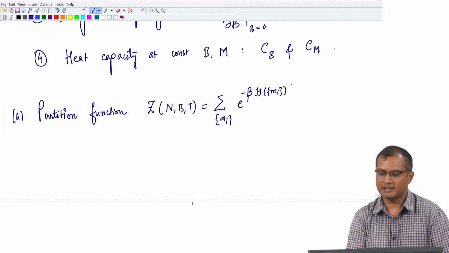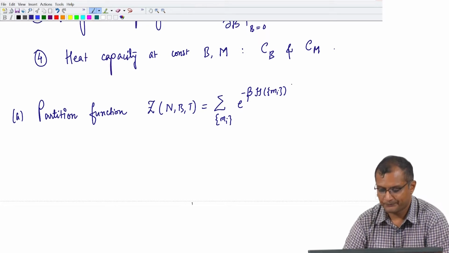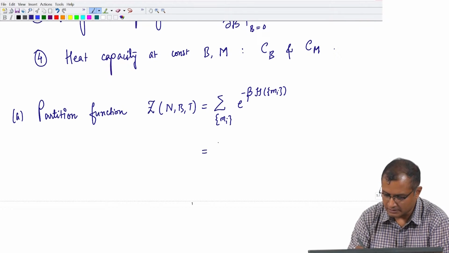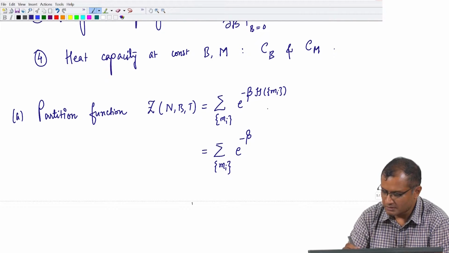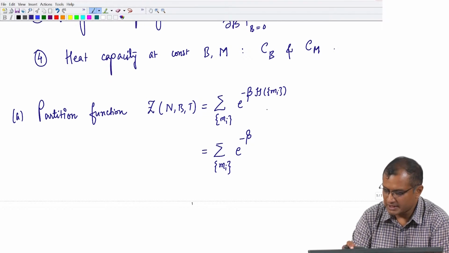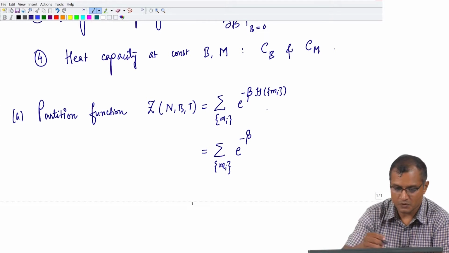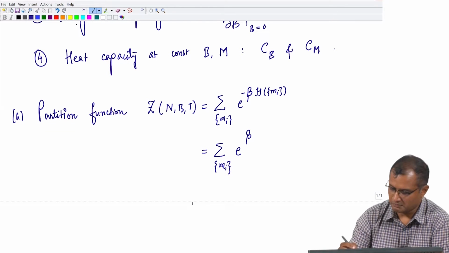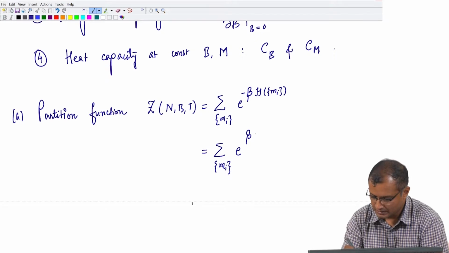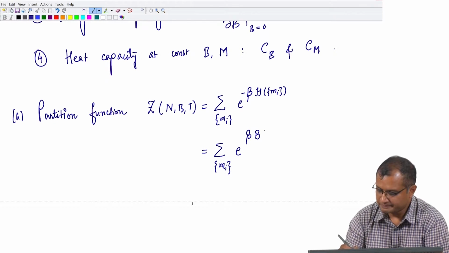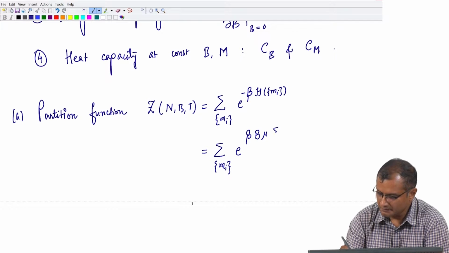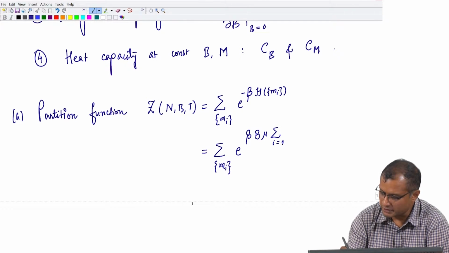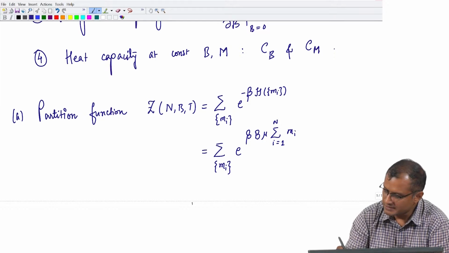So, I have taken the energy scale which depends on the microstate, and I know this energy scale, which now becomes e to the power minus beta, and the energy scale itself is minus Bm. So, the two minuses multiply to a plus, and you get nothing but summation i going from 1 to n mi.